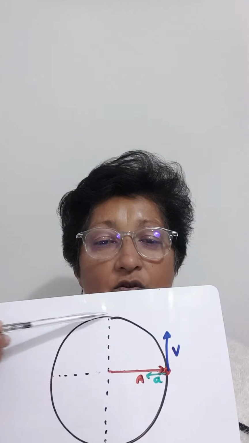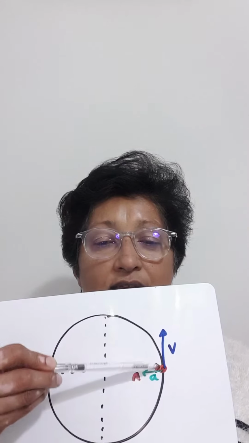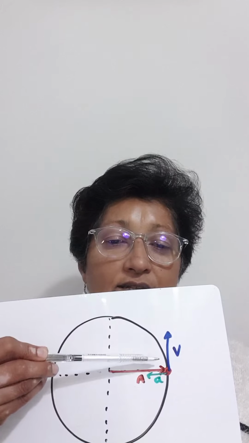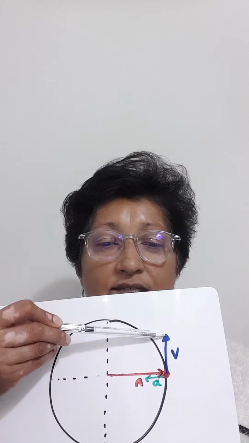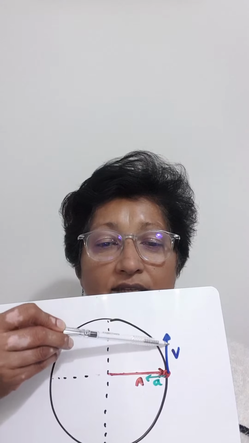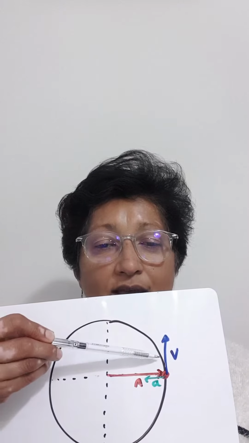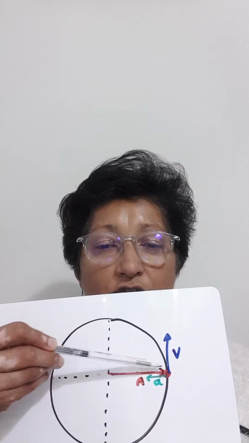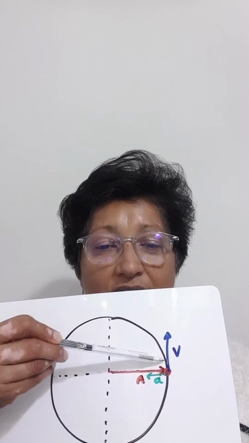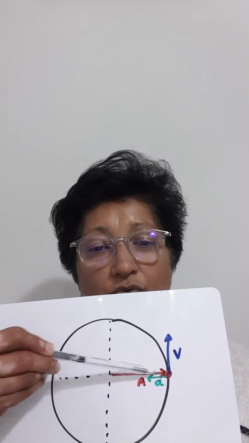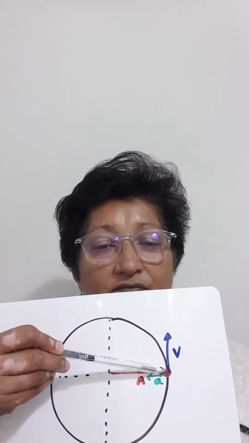But for anything going in a circle, its instantaneous velocity is a tangent to the circle. So the velocity vector is actually this way, a tangent to the circle. It's going anti-clockwise. So if you look at the two of these, it's at right angles to the displacement vector.